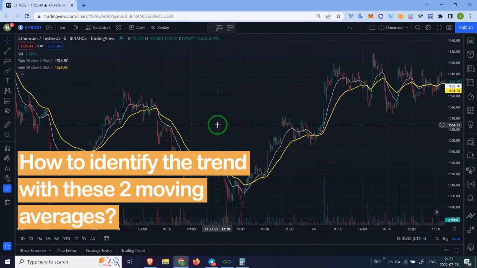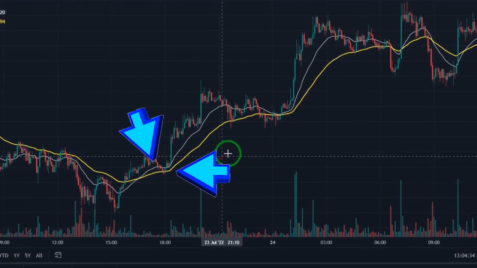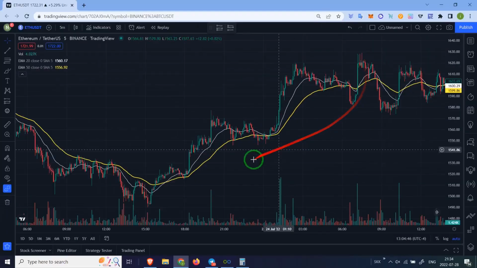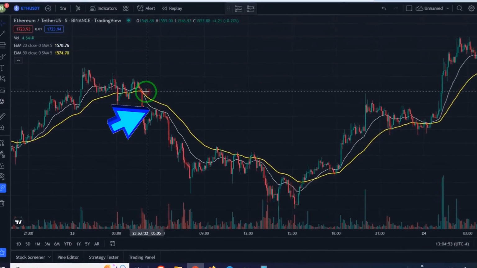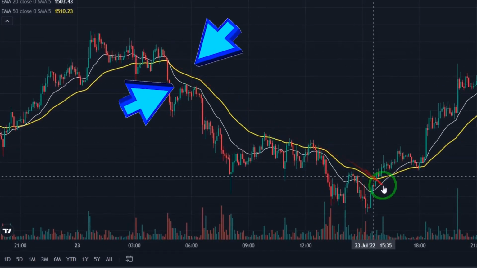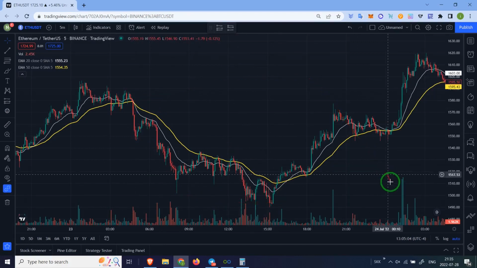Now, how to identify the trend with these two moving averages. Whenever the white moving average is above the yellow moving average, it means the trend is upward. As you can see, this is an uptrend. And whenever the white moving average is below the yellow moving average, it means a downward trend. As you can see, this is a downtrend. The tool we are using for trend detection is one of the most reliable tools for trend detection.